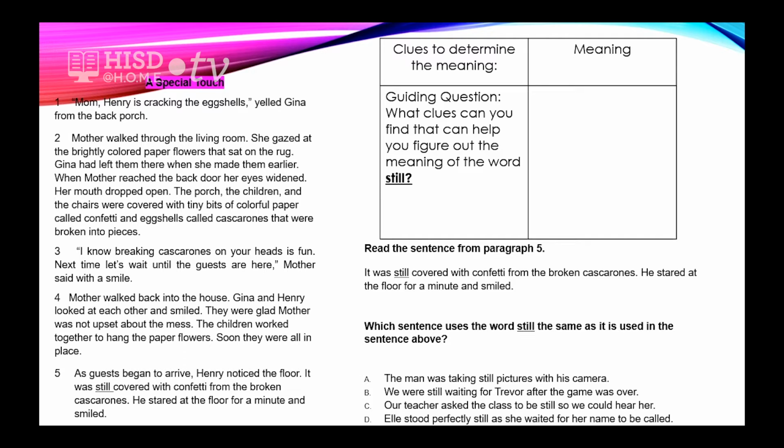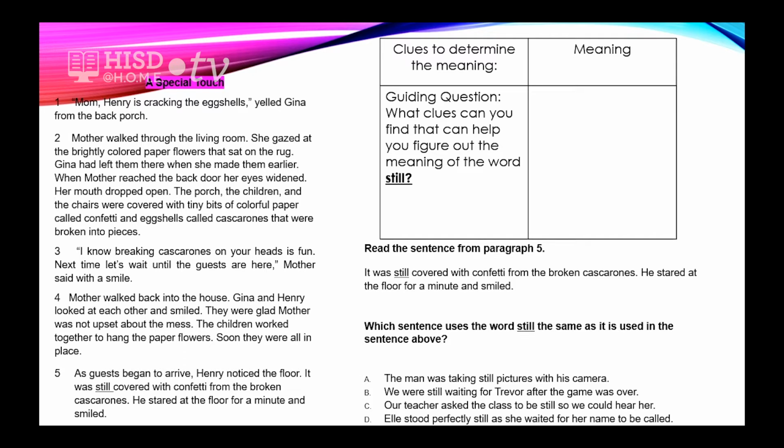Mother walked back into the house. Gina and Henry looked at each other and smiled. They were glad Mother was not upset about the mess. The children worked together to hang the paper flowers. Soon they were all in place. As guests began to arrive, Henry noticed the floor. It was still covered with the confetti from the broken cascarones. He stared at the floor for a minute and smiled.